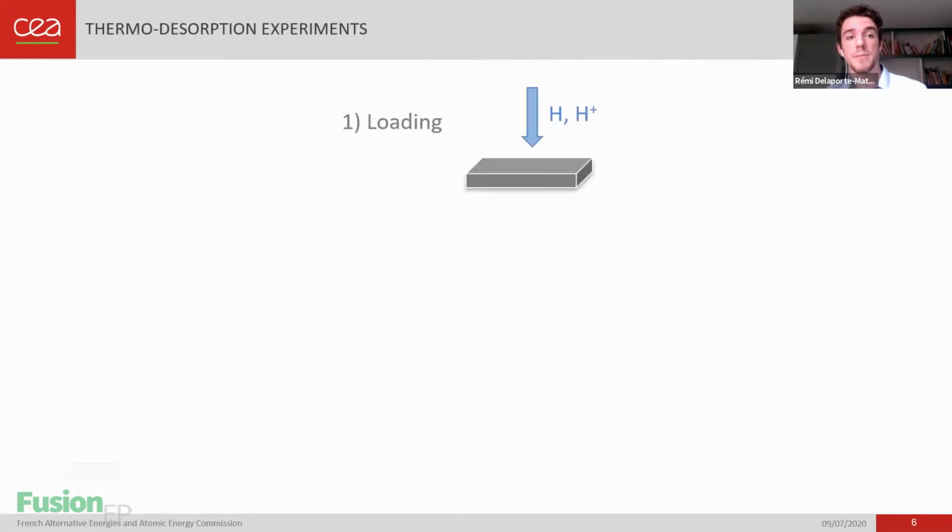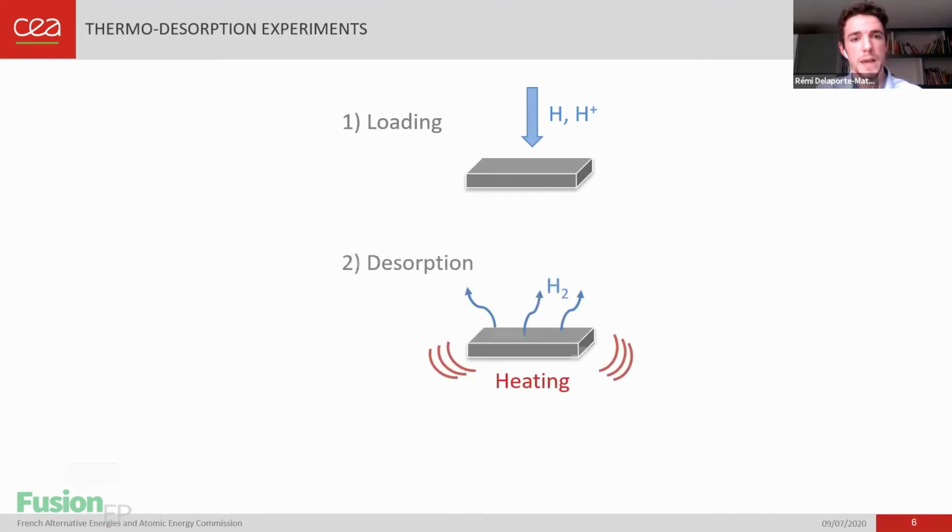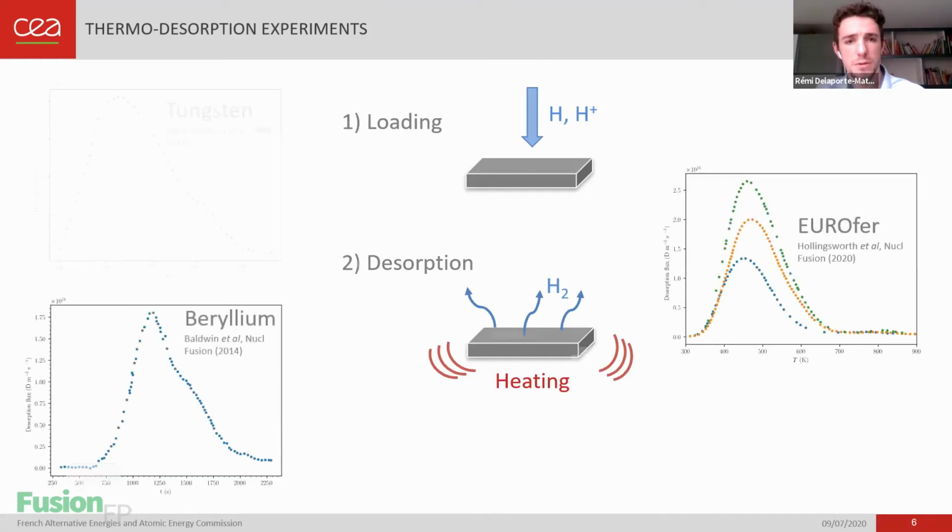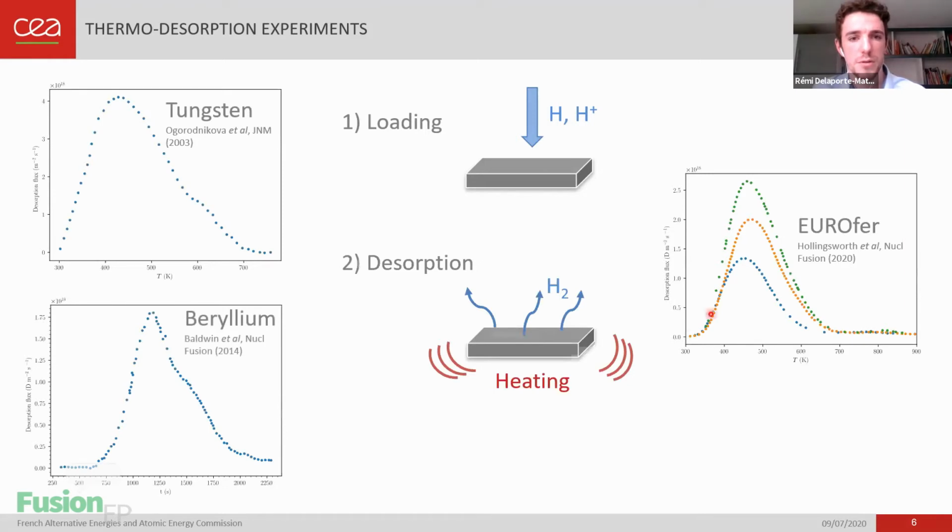So we can actually do that by experiments. So for example, the thermodesorption experiment, which consists basically in loading a sample with hydrogen and then heating it at different temperatures, and then measuring how much hydrogen atoms desorbed from this sample. So you do that for several materials, and you get several spectra like this. So here I'll show you IRFM, tungsten, and beryllium as an example. The thing is, these experiments are not necessarily representative of the full-scale component that we are interested in. So in order to scale up, we need numerical modeling.